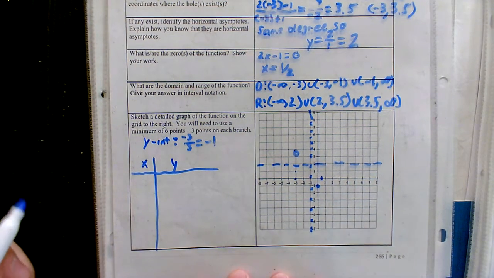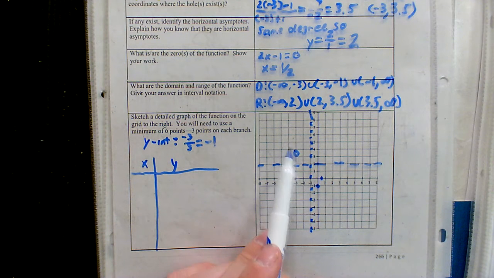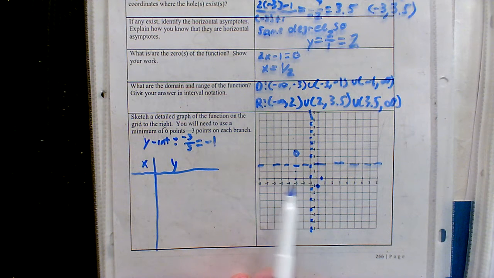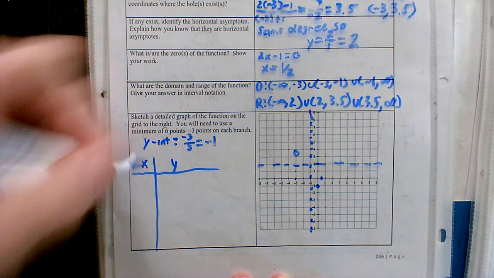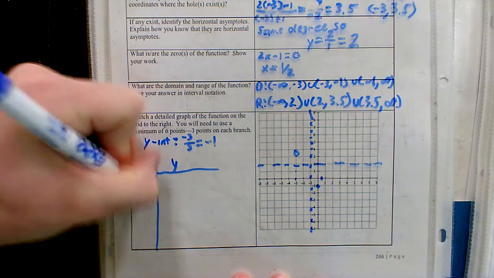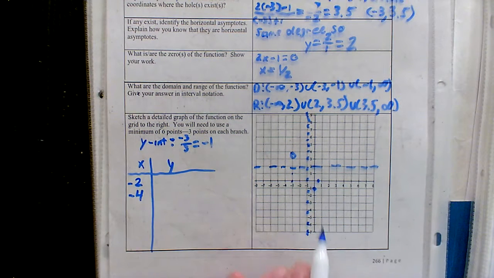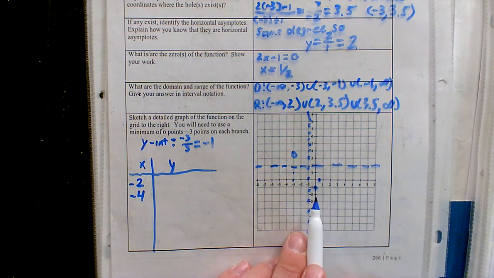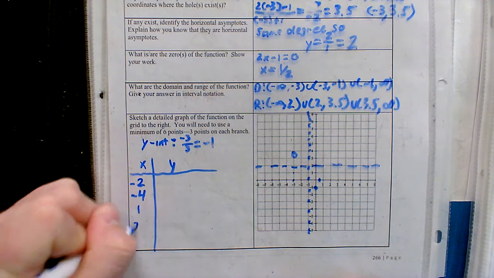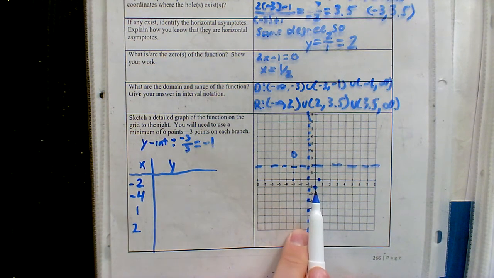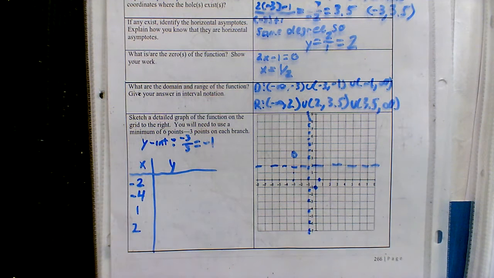And again, it said 3 points on each branch. I'm going to have a branch up here and a branch down here, so you can look at what kind of x values you may need. For this top one, we already have the point at -3, so we could probably use -2 and -4 on either side of it. Down here, we already have x equals 0, so maybe we do 1 and 2. Remember, we already have a point there and there. It said 3 on each, so we only need 2 more for each side.